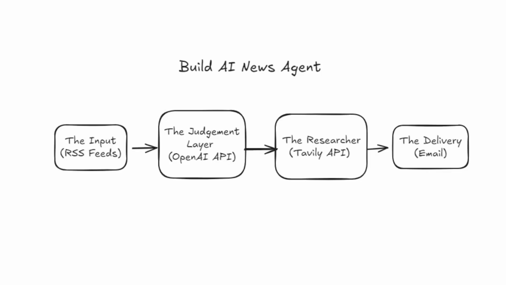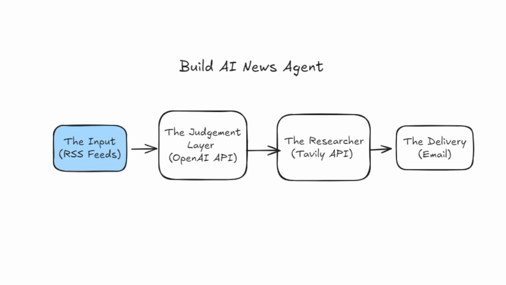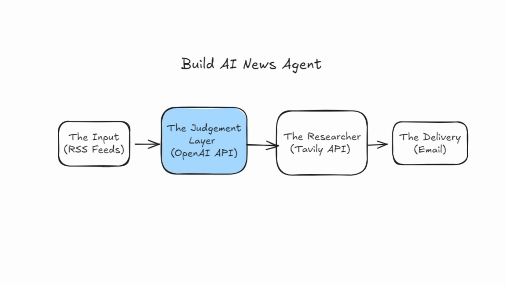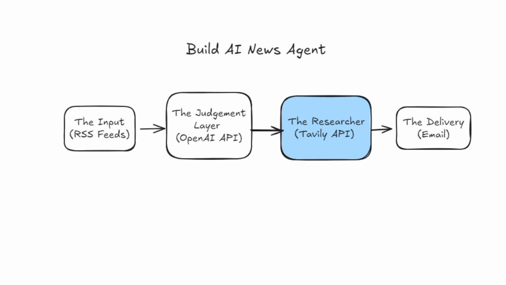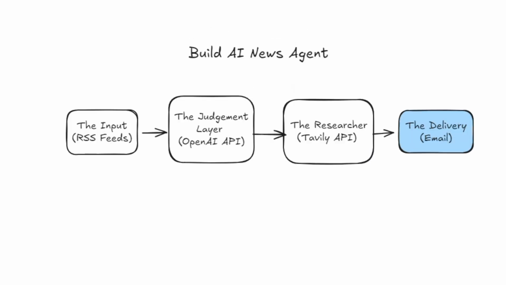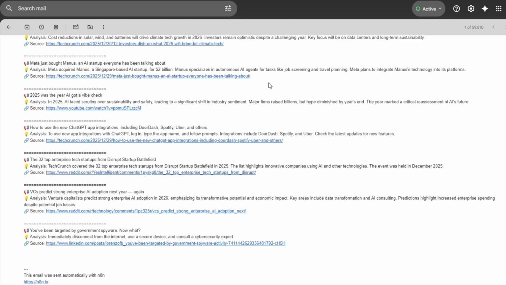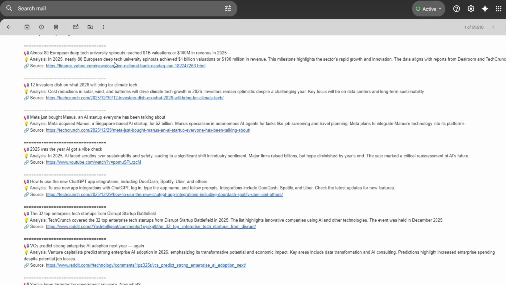Here is the high-level design of our AI agent. It starts with the input, where we ingest raw headlines from multiple RSS feeds. That data flows into the judgment layer. Here, OpenAI acts as a strict editor, analyzing every story and filtering out the noise. Only the best stories reach the researcher, where Tavily browses the live web to verify facts and write summaries. Finally, the delivery. We aggregate these insights into a single, curated email digest. It turns information overload into a clear morning briefing.